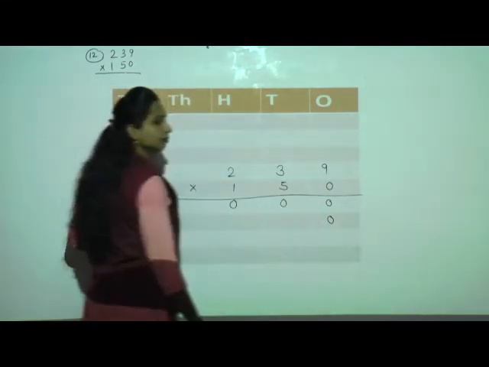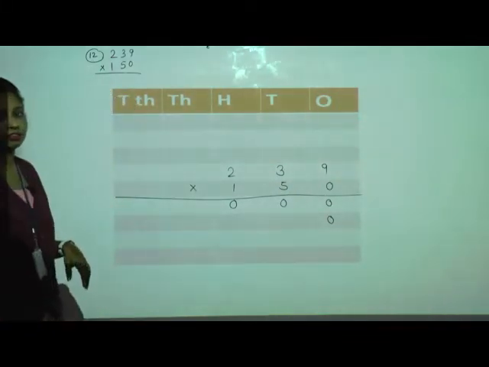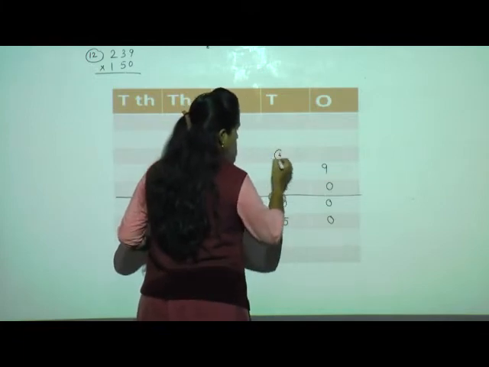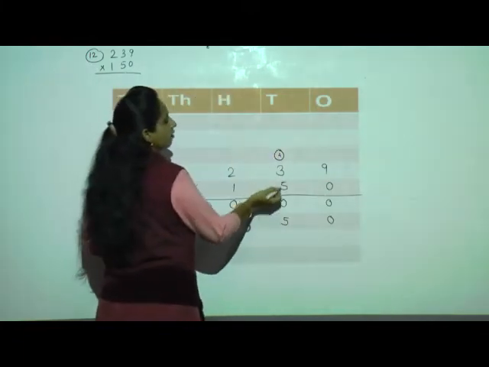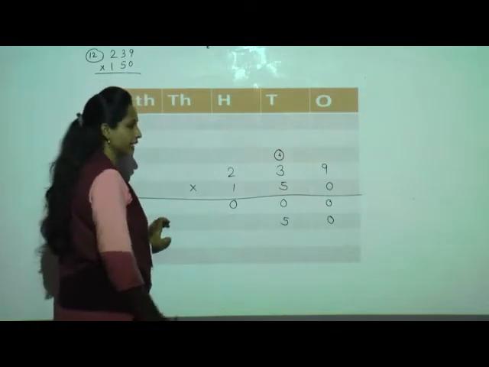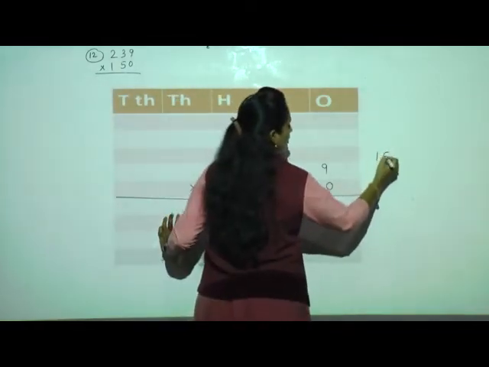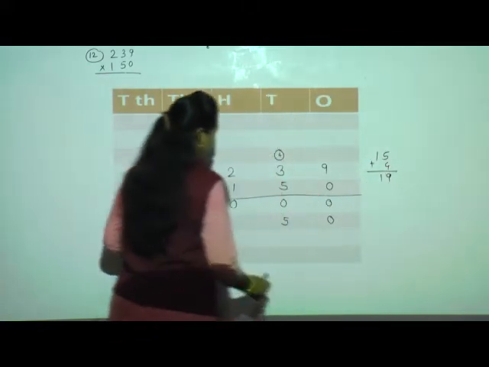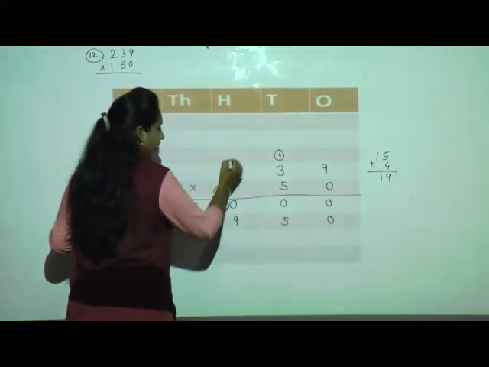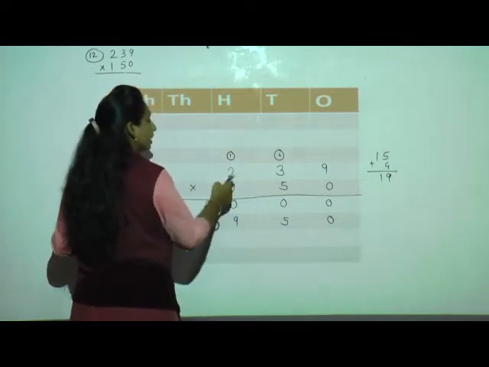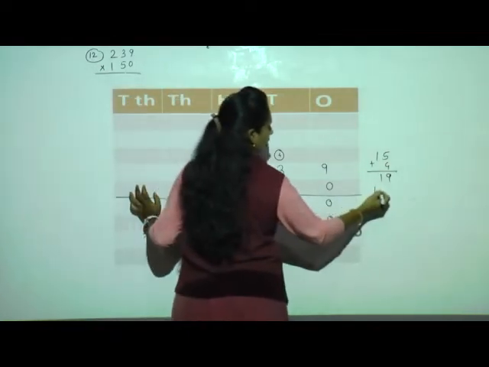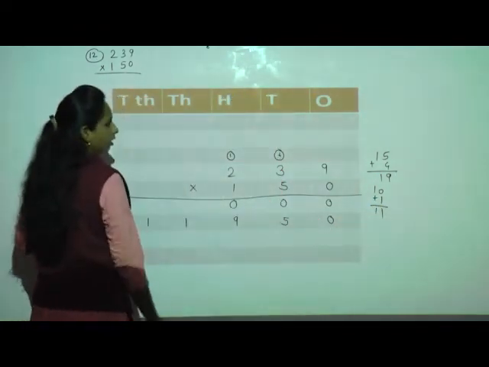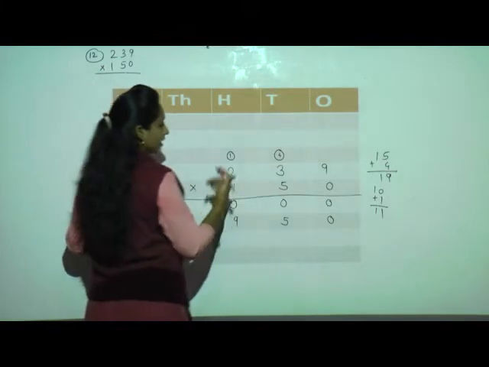5 9s are, tell me, 45. So write here 5 and 4 will be carry to the 10's place. Now 5 3s are 15. 15 plus 4. Tell me, 5 plus 4 is 9, 1 as it is, 19. So write here 9 and 1 will be carry. Now 5 2s are 10. 10 plus 1. Very simple. 11. So write 11. So now next, 100's place.